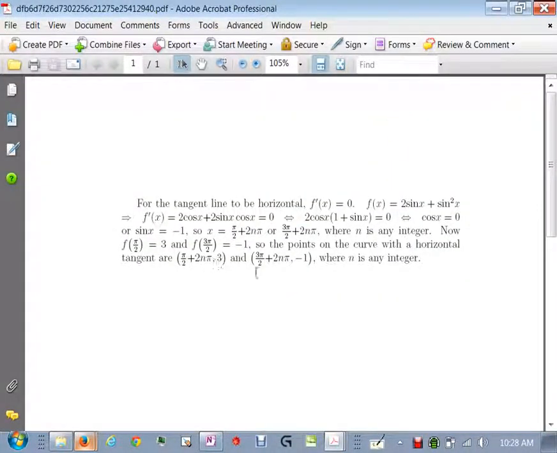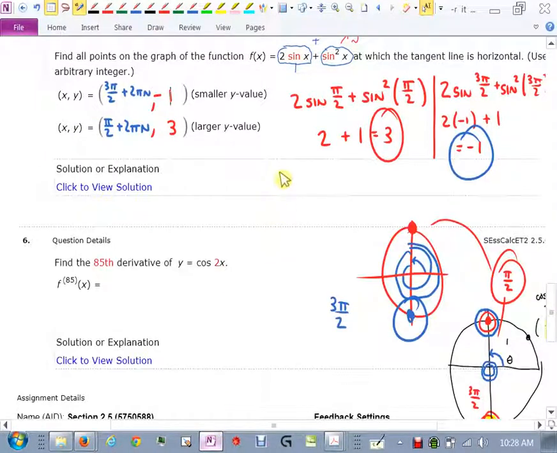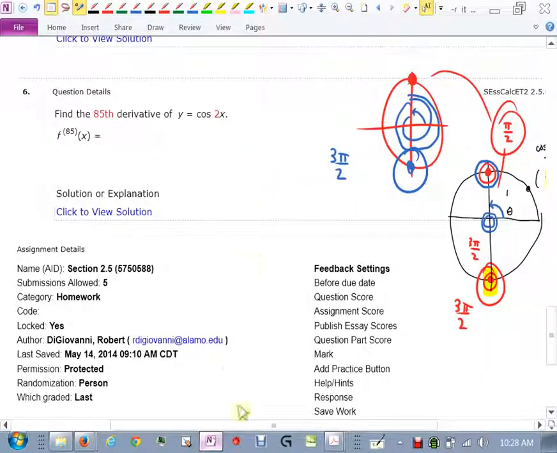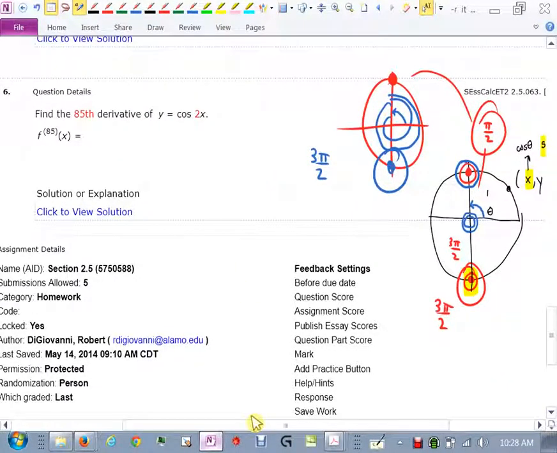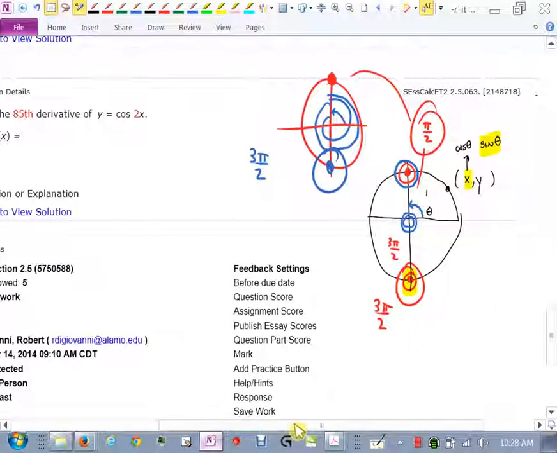Down. There we go. This and this. All right, finally, last problem here. I believe it's the last problem.